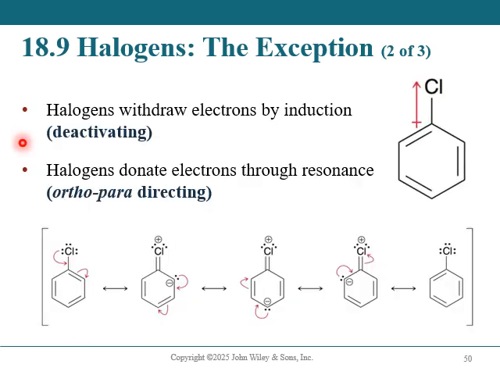Halogens withdraw electrons by induction. We just covered that. They are deactivating and they are ortho-para directors. And you can see the sigma complex. You see that stabilization. That's basically what allows for that ortho-para directing position. You can see at the ortho position the charge is actually relatively favorable, and then that para position, ortho and para.